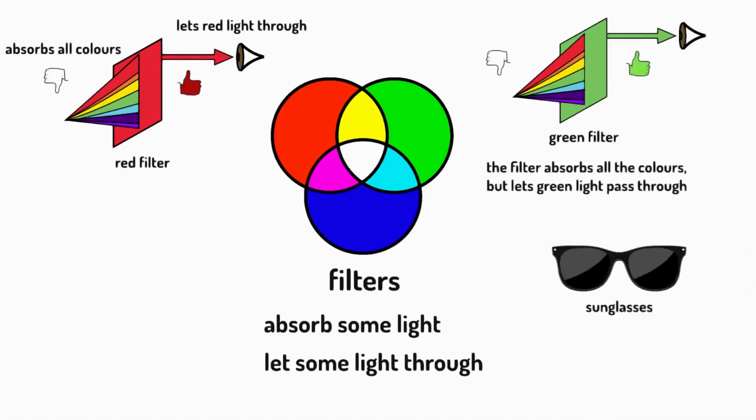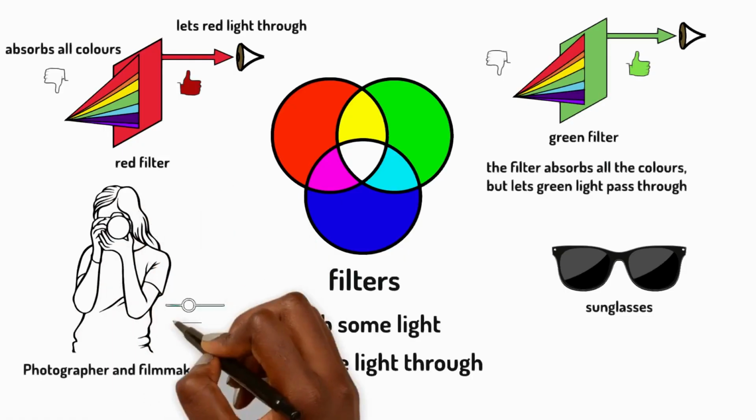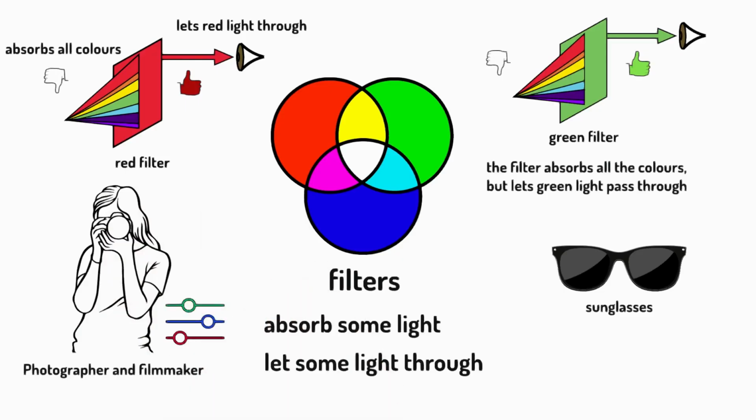These filters can be used in sunglasses, filtering out certain colours and also some ultraviolet light, reducing the harm that could be caused by the sun's rays. Photographers and filmmakers also use filters to change the mood and feel of their shots.